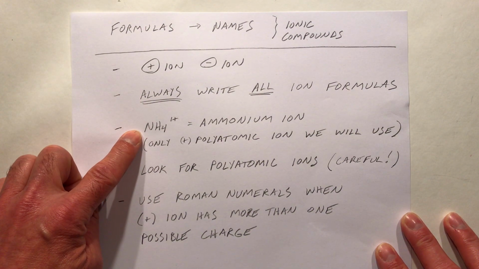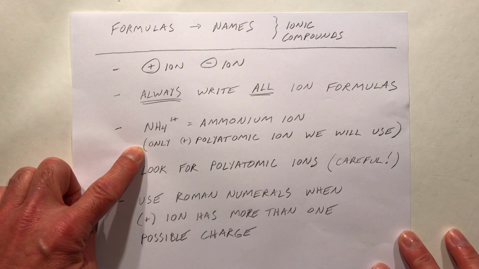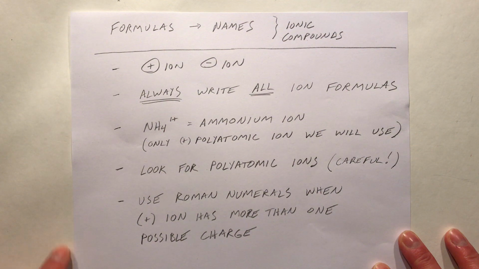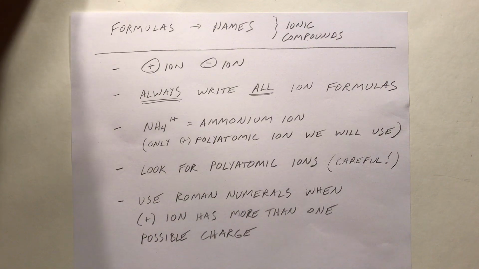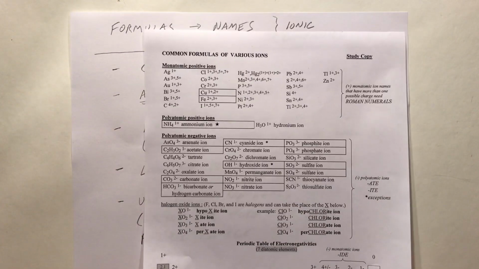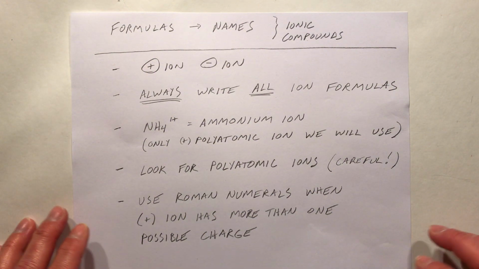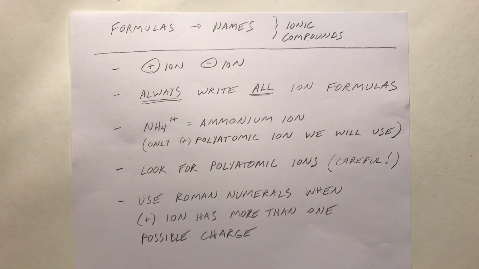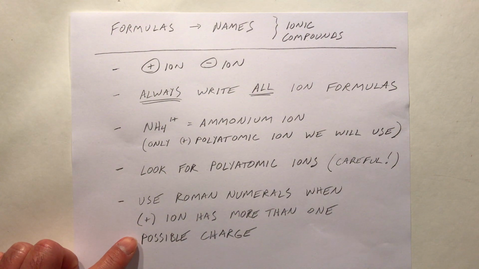Remember that NH4 1+, the ammonium ion, is the only polyatomic ion that we will be using. Look out for polyatomic ions and be careful, it can be tricky. It's important that you can use a reference sheet like this ion sheet to look up polyatomic ion names and formulas, or you could use a larger reference book, or you could Google it too. And again, don't forget that we use Roman numerals when the positive ion has more than one possible charge. We don't see that happening with negative ions, but we do see that happening sometimes with positive ions.